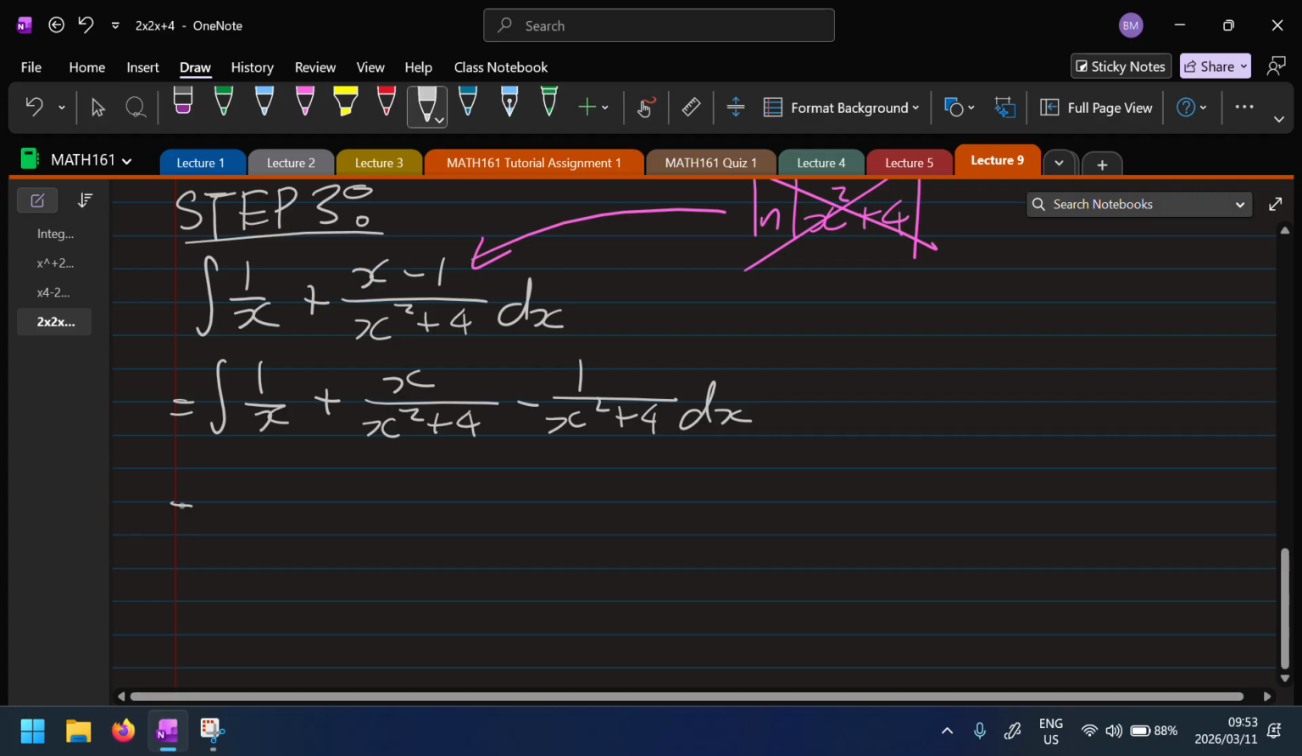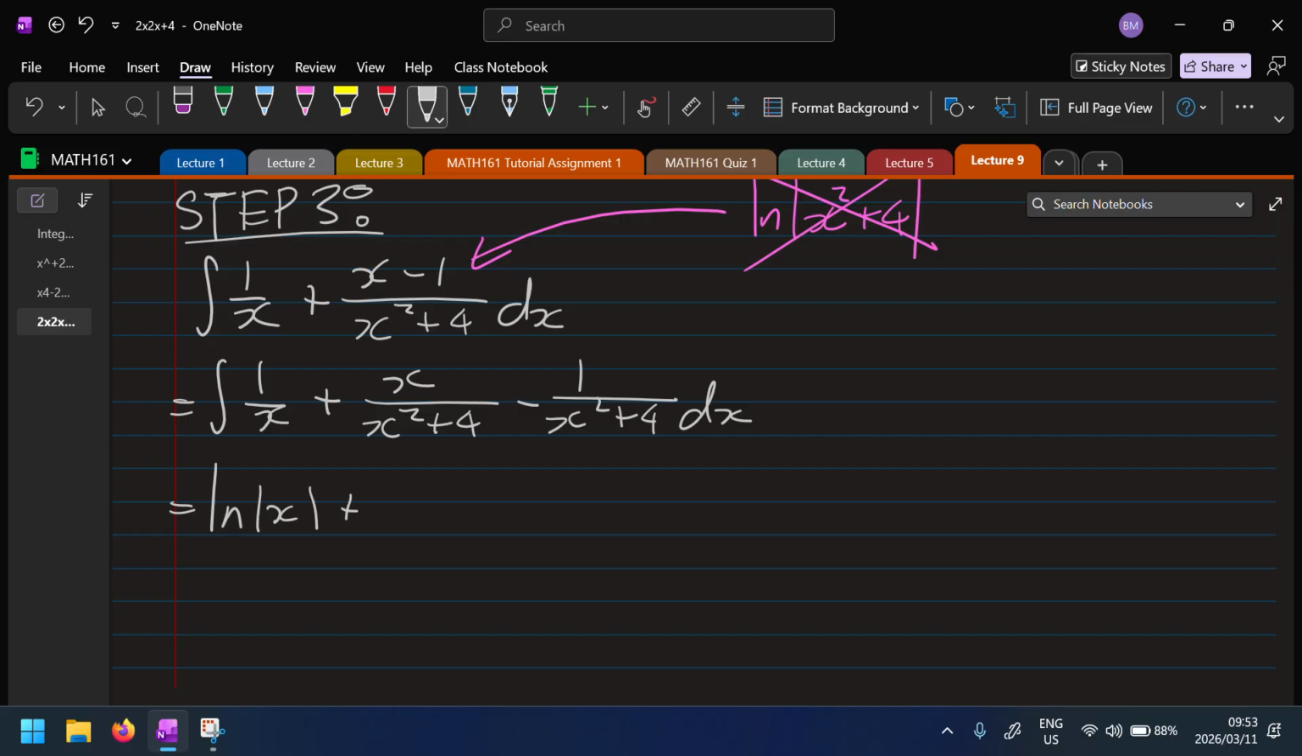So integral 1 over x, that's the natural log. This one, we do a u substitution at the bottom. I'll let you do the details, but you end up with 1/2 natural log x squared plus 4 minus 1/2 arctan x over 2. Okay, so the u sub, I'll let you put in the details on the side. You should get that.